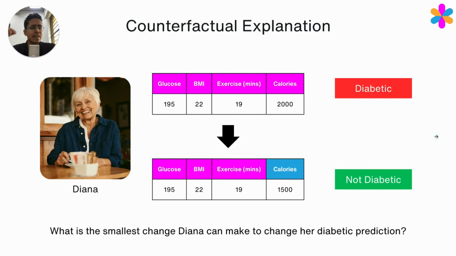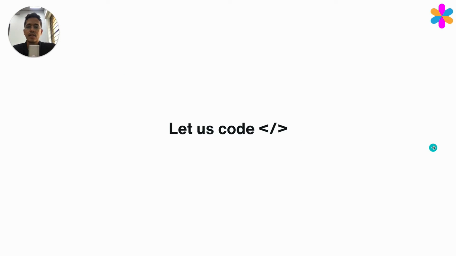So it answers the question: what is the smallest change that Diana can make to flip her diabetic prediction? Now, with that understanding, that's all you need to know about counterfactual explanations. But let's see how to implement this in code. So we'll be coding in Google Colab, and of course, I'll be sharing the Colab notebook link with you.